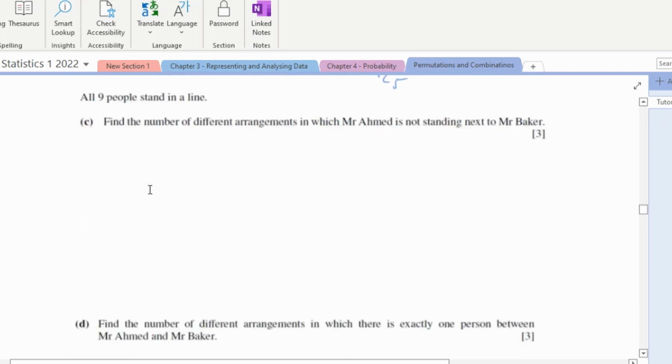Okay. You always these questions. Next one, they kind of get me wondering. 9 people stand in a line, as you do. Find the number of different arrangements in which Mr. Ahmed is not standing next to Mr. Baker. You kind of wonder what kind of familial relationships are between these two families. Do they not get on and they're forced to do family activities together, or I don't know.